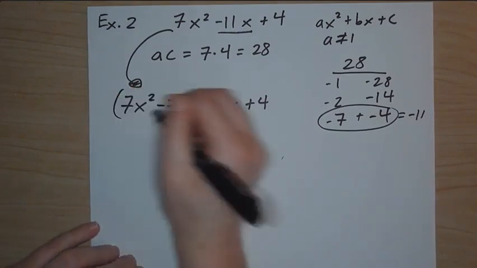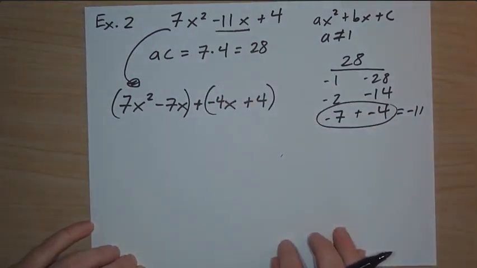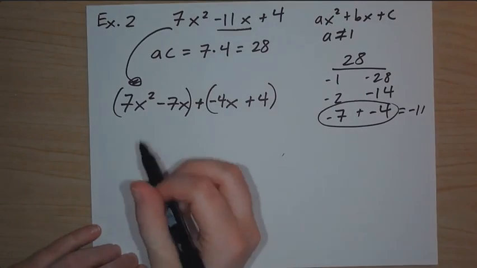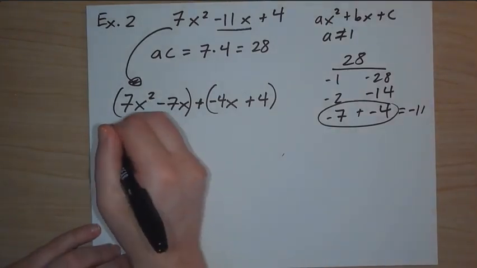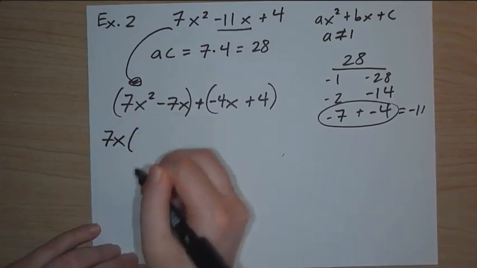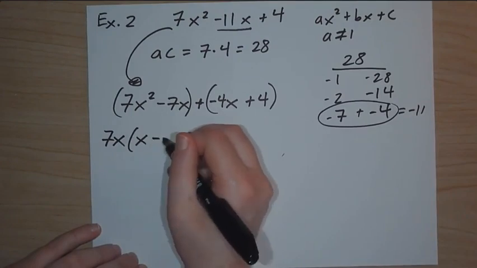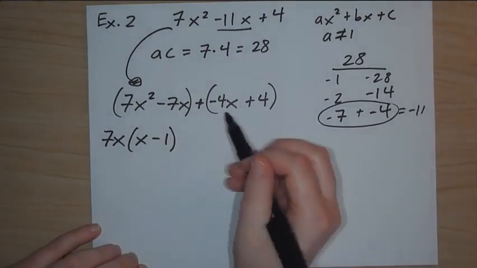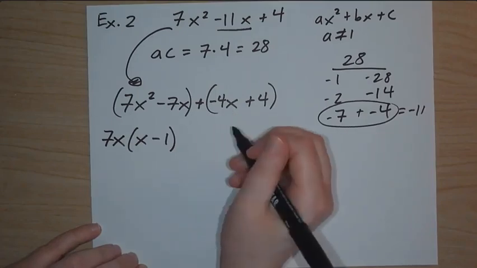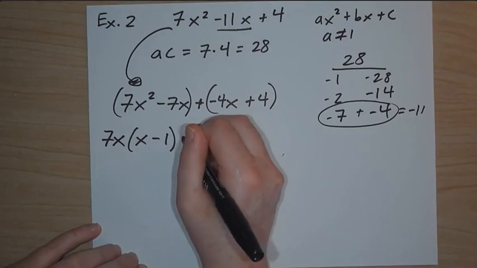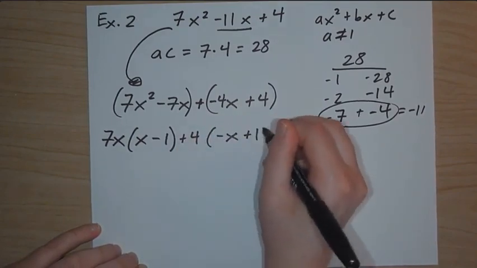So I'm going to take this group as a group, and I'm going to take this as a group, and I'm going to factor out anything I possibly can within these two groups. So the greatest common factor between 7x squared and negative 7x is 7x. If we take out 7x from this term, we're left with just x minus 1. And then for negative 4x plus 4, we can take out 4. So if we take out a negative 4, we're left with x minus 1.